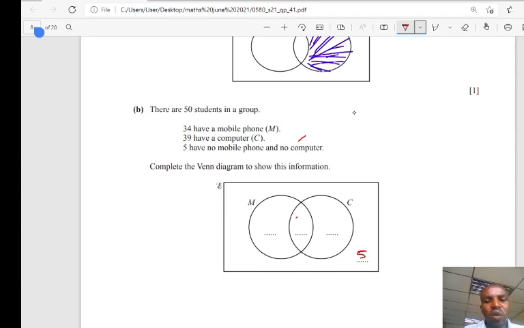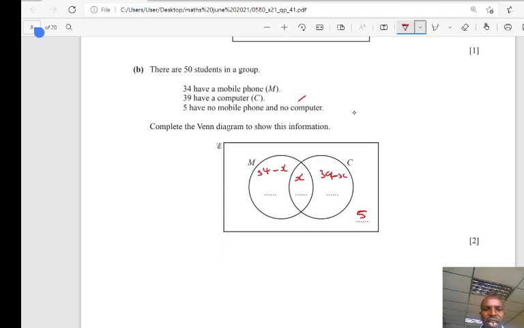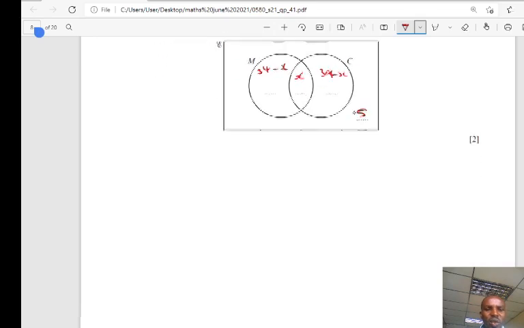First thing, you can call this one X, those who own both. Then to find X, 34 have a mobile phone, so all these have a mobile phone in this set M. So this one will be 34 minus X. And this one, there will be 39, so it's 39 minus X, minus those who own both items. So that's what you do.